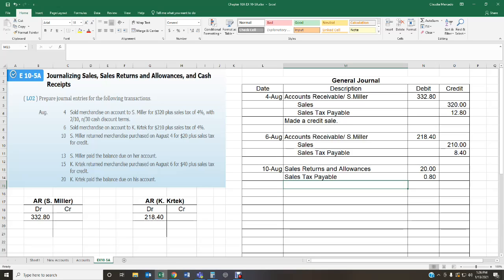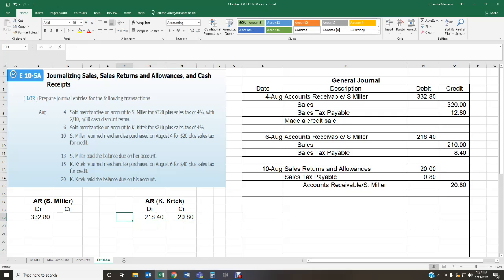That way, when the customer pays his balance, he owes the correct amount, the updated balance, which is the original purchase less the return. Okay? So here, I'm going to go ahead and have my accounts receivable, S. Miller. And I'm going to give Miller credit for the merchandise being returned, which is the $20, and the 80 cents of taxes.